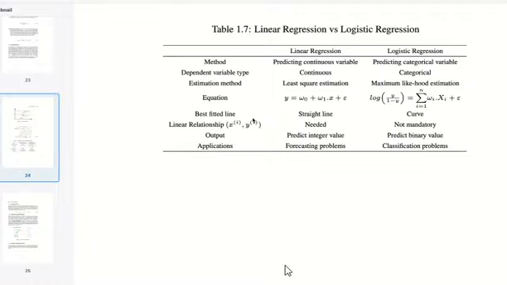You can also see the equation. A linear representation is needed in linear regression, but for logistic regression, a linear representation is not mandatory. It can be or it cannot be. The dependent variable for linear regression is continuous, and the dependent variable for logistic regression is categorical. Any questions?